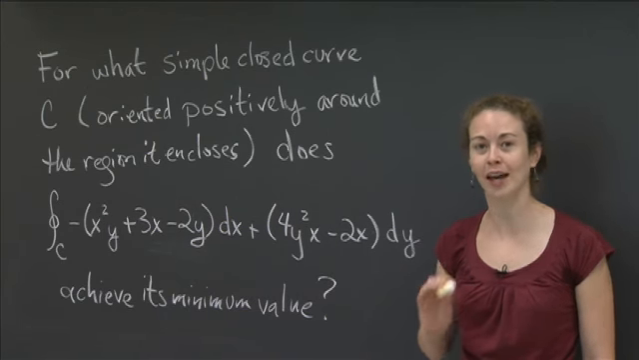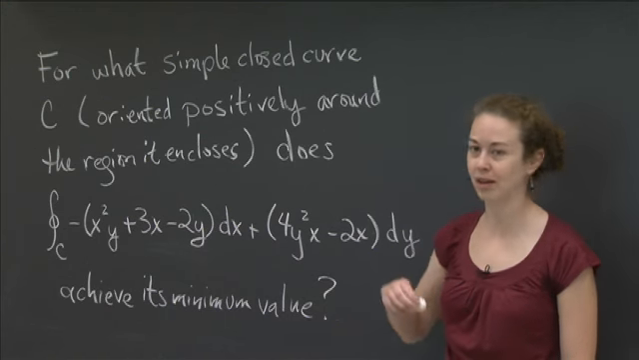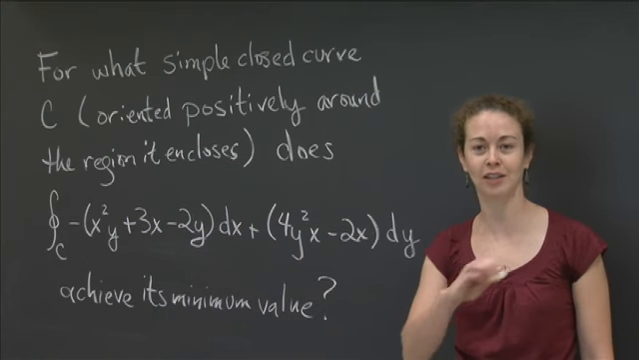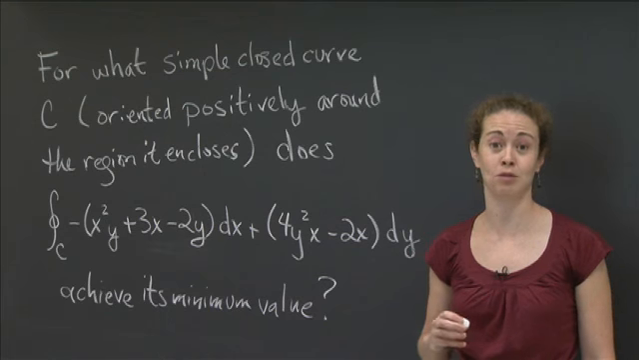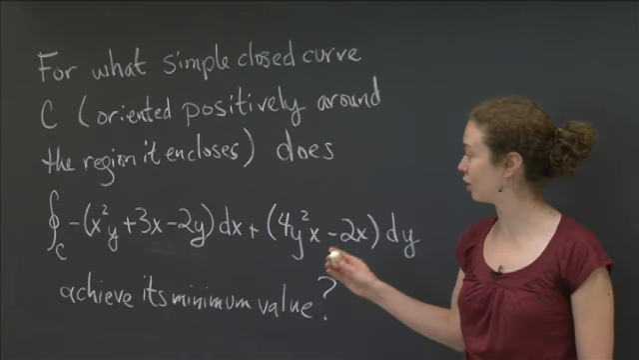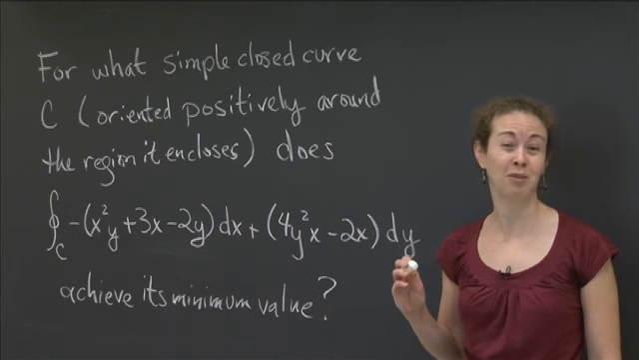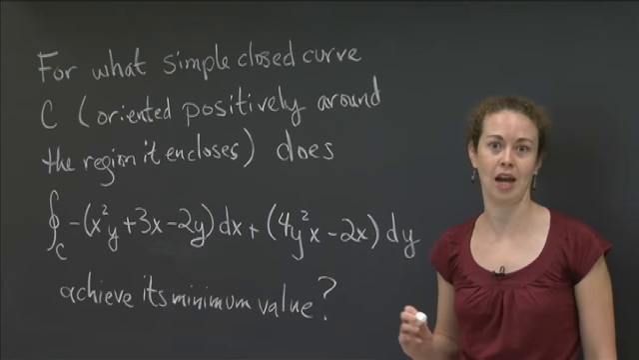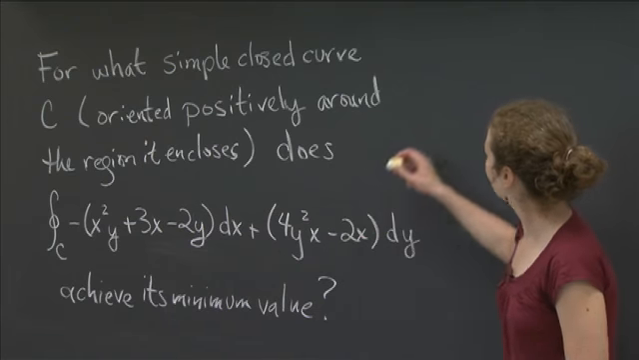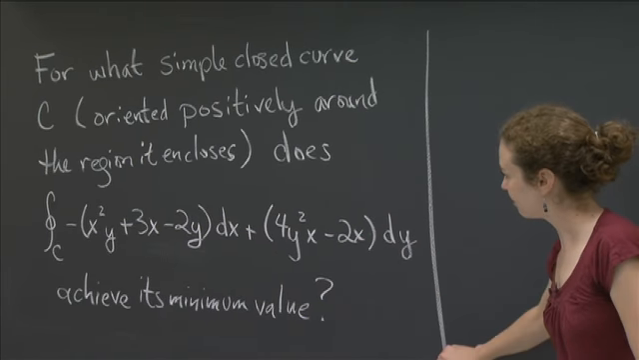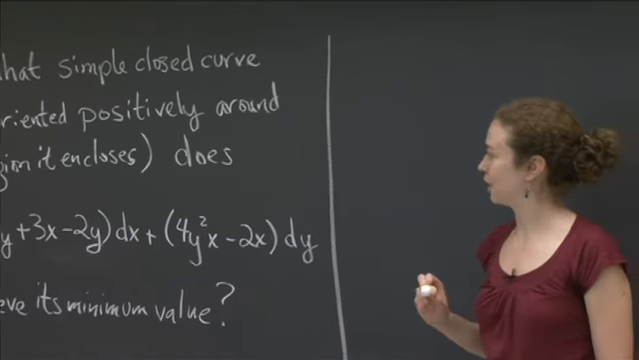So if you were thinking, well, I'll just make C not actually a curve and shrink it down to nothing, that won't be the best we can do. We can actually find a curve that has an integral that is not 0, but is in fact negative. And then we want to make it the most negative we can. So that's the idea.